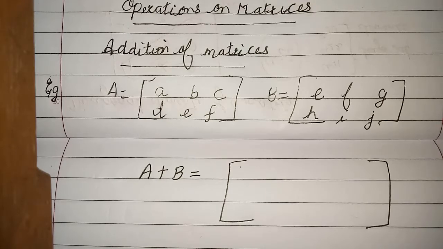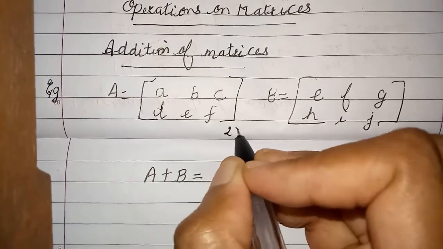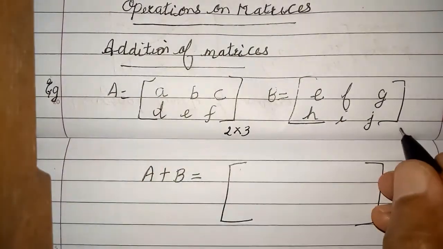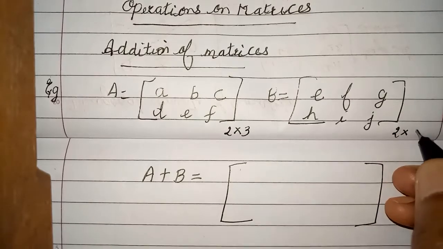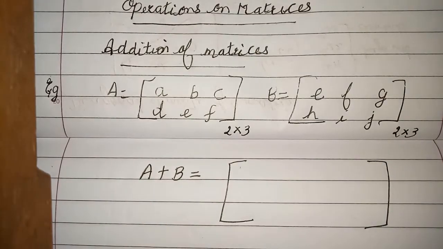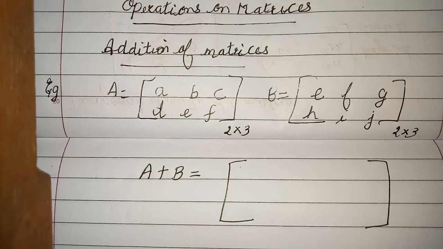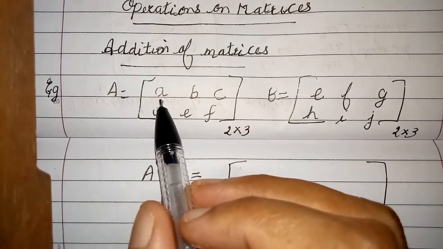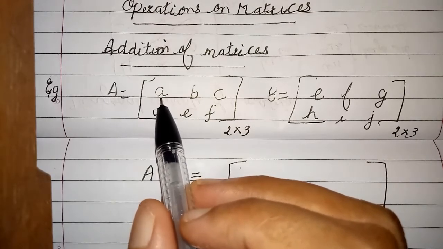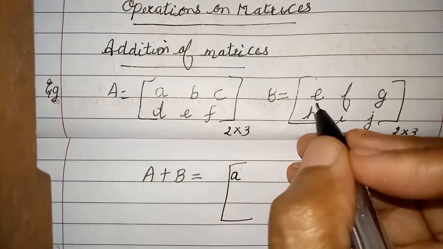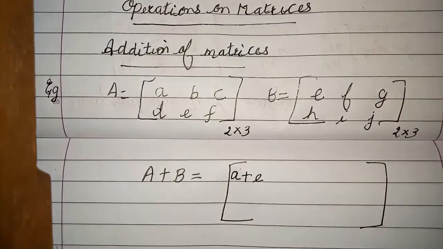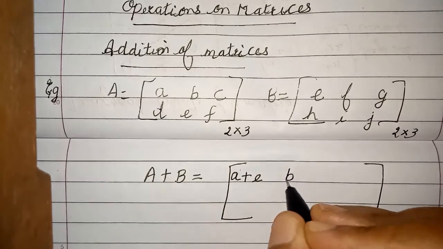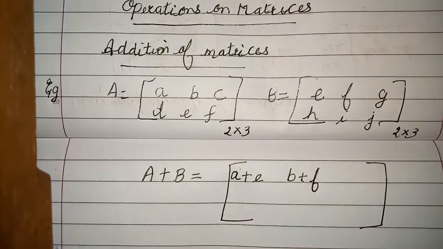Here, children, if you see in this example, you can see 2 rows and 3 columns, that means a 2 cross 3 matrix. And here also I have 2 rows and 3 columns. So addition of matrices is possible only when the orders of the matrices are the same, because then you can add the elements at the respective positions. For example, A11, here it is a, at the same position here it is e, so it is a plus e. Now A12, here you have b and here you have f, so it is b plus f.